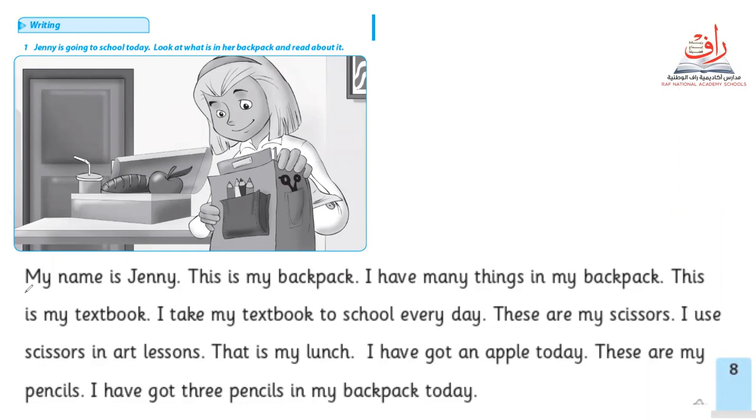Okay, first of all, my name is Jenny. We should start with the capital letter M, and we should end with the full stop. Full stop. Excellent. Again, we should start with the capital letter T. This is my backpack, with the full stop. I, capital letter, have many things in my backpack, with the full stop. Again, starting with the capital letter T with H: This, T capital letter, this is my Xbox, with the full stop.